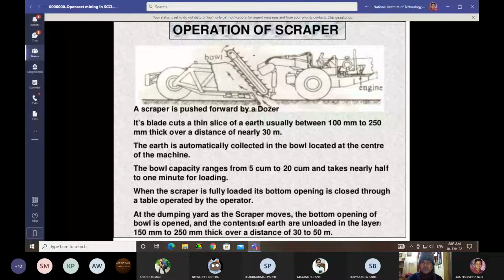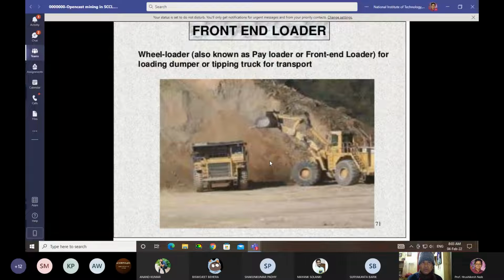And there is another type of shovel, which is called your front end loader. This is the front end loader, wheel mounted front end loader, also called your wheel loader, also known as payloader, for loading the material to the dumpers.